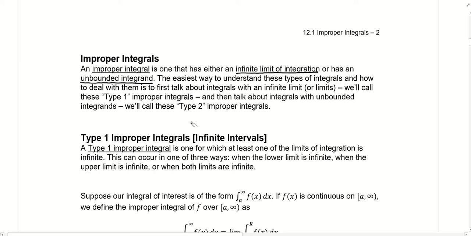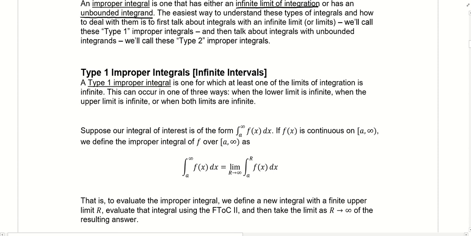So of the two types of improper integrals, this is probably the more common one. The type 1 improper integral is your infinite interval, where, again, at least one of the limits of integration is infinite. And this can occur in three ways. You can have a case where your lower limit of integration is finite, but your upper limit of integration is infinite.